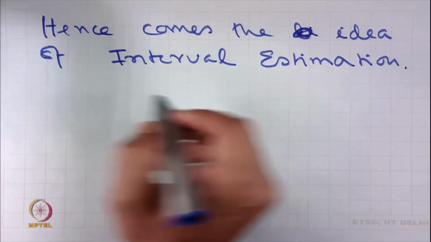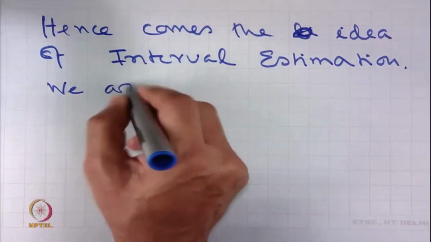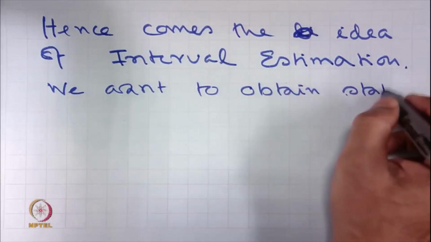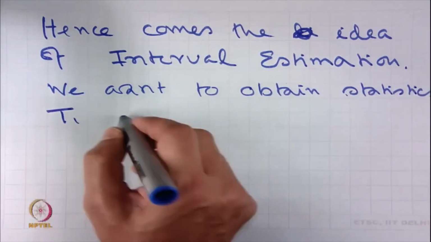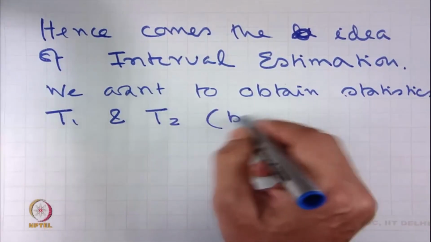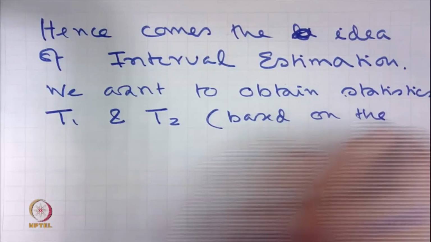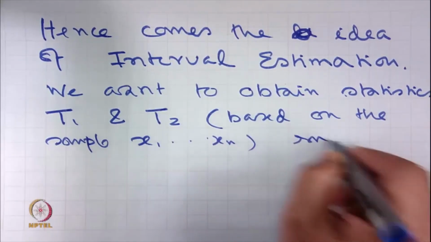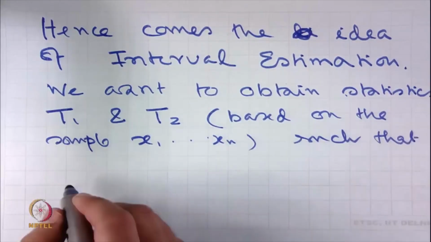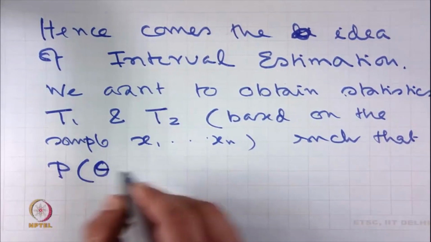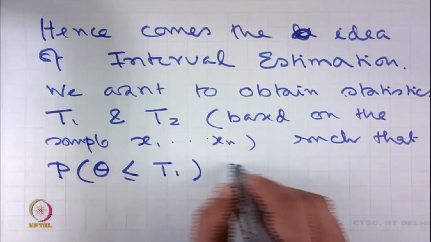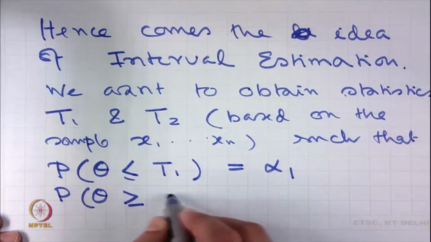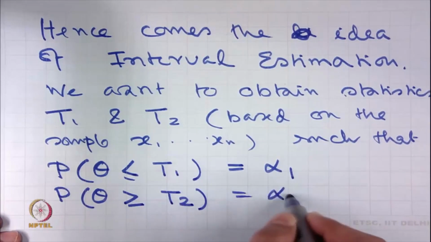So, what we do here? We want to obtain statistics T1 and T2 based on the sample x1, x2, xn such that probability theta less than equal to T1 is equal to say alpha 1 and probability theta greater than equal to T2 is equal to alpha 2.